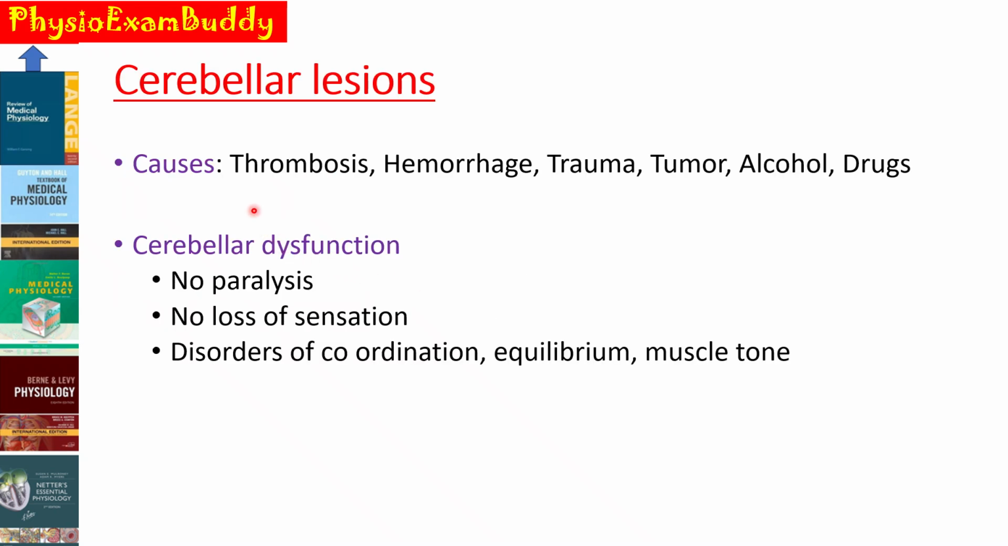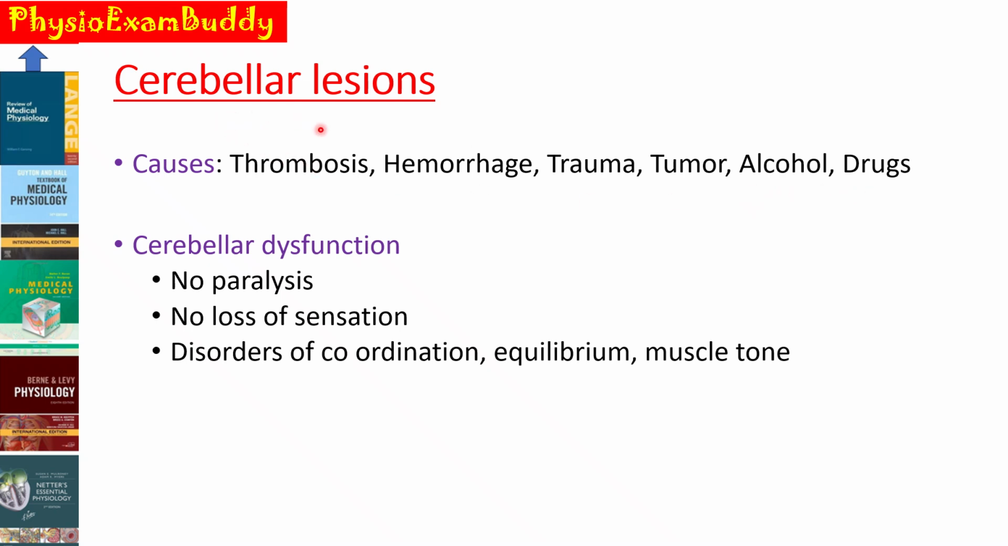Next is about cerebellar lesions. In most clinical scenarios, you should identify cerebellar lesions by seeing these symptoms as well as clinical features. First we will study the causes of cerebellar lesions. It can be either thrombosis, that is a block in the cerebellar blood vessel, or hemorrhage in any of the arteries supplying the cerebellum, or trauma, tumors, alcohol as well as drugs.